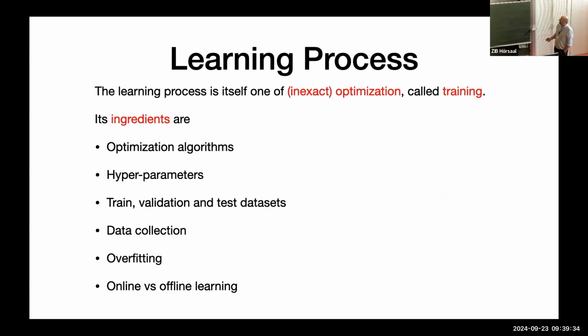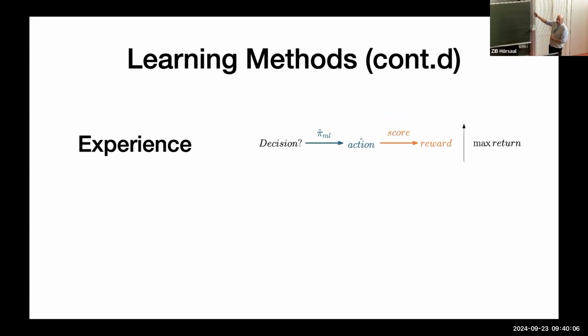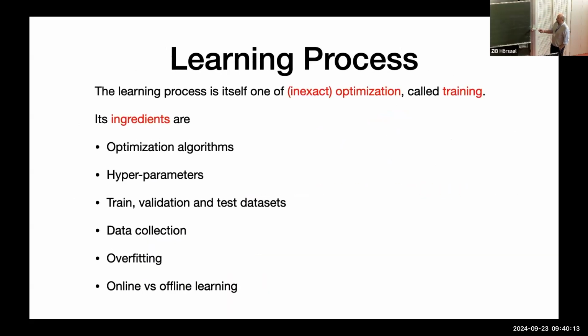So if you want to use machine learning aggressively, then you need to be aware of the learning process, which requires an optimization algorithm or a set of algorithms that minimize an objective function, which is the distance between the action of the expert and the action taken by the machine learning method, or maximize the return in a learning by experience type of framework. Then you have hyperparameters, which are at the core of the structure of the architecture that you want to use for learning. Then you want to break your system into training set, validation, and test set.